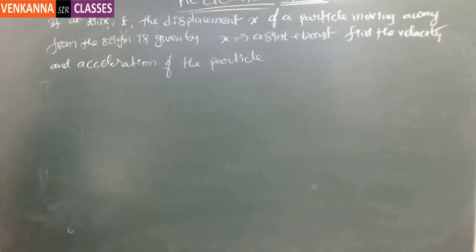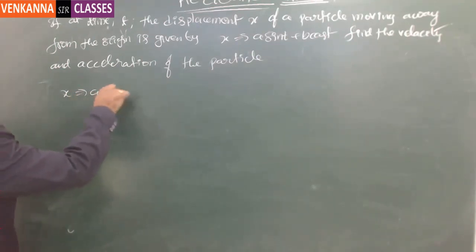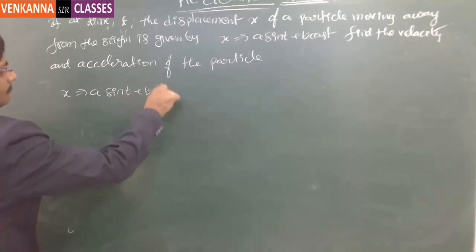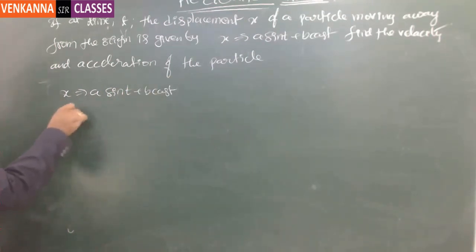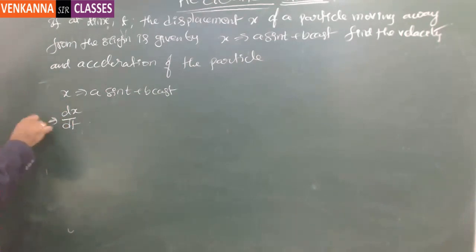Are you done? Okay, so let me solve this. See this, x is equal to a sin t plus b cos t. If I take the derivative of it, dx by dt is nothing but the velocity. Even though I am not mentioning velocity as a vector, it is still a vector, but a one-dimensional vector. Hence even if I ignore the vector direction, it won't make any difference.